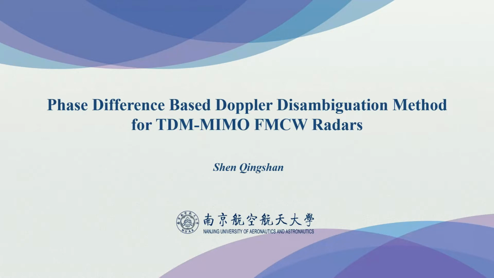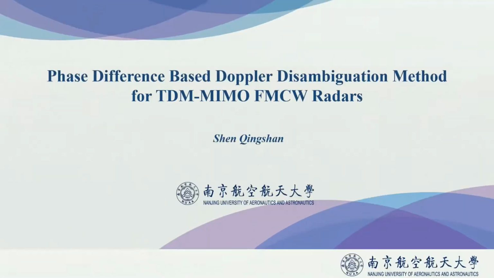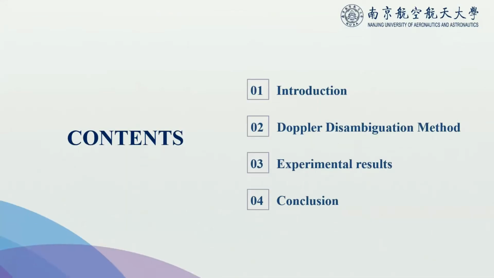The topic of my paper is a Doppler Disambiguation method for TDM MIMO Radar. My presentation will include 4 parts. The first part, I want to introduce the background of research. The second part shows the proposed method of my paper. And the third part covers the data used in this research, and then introduce the empirical results. Finally, a summary conclusion is given.